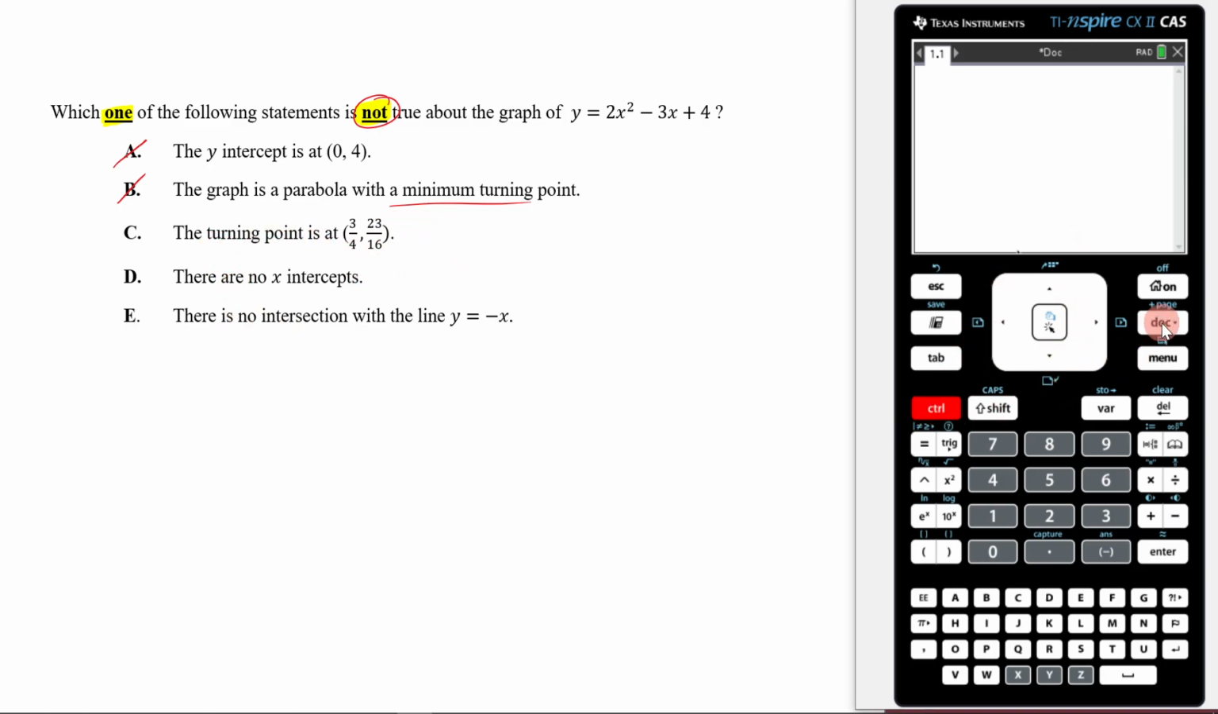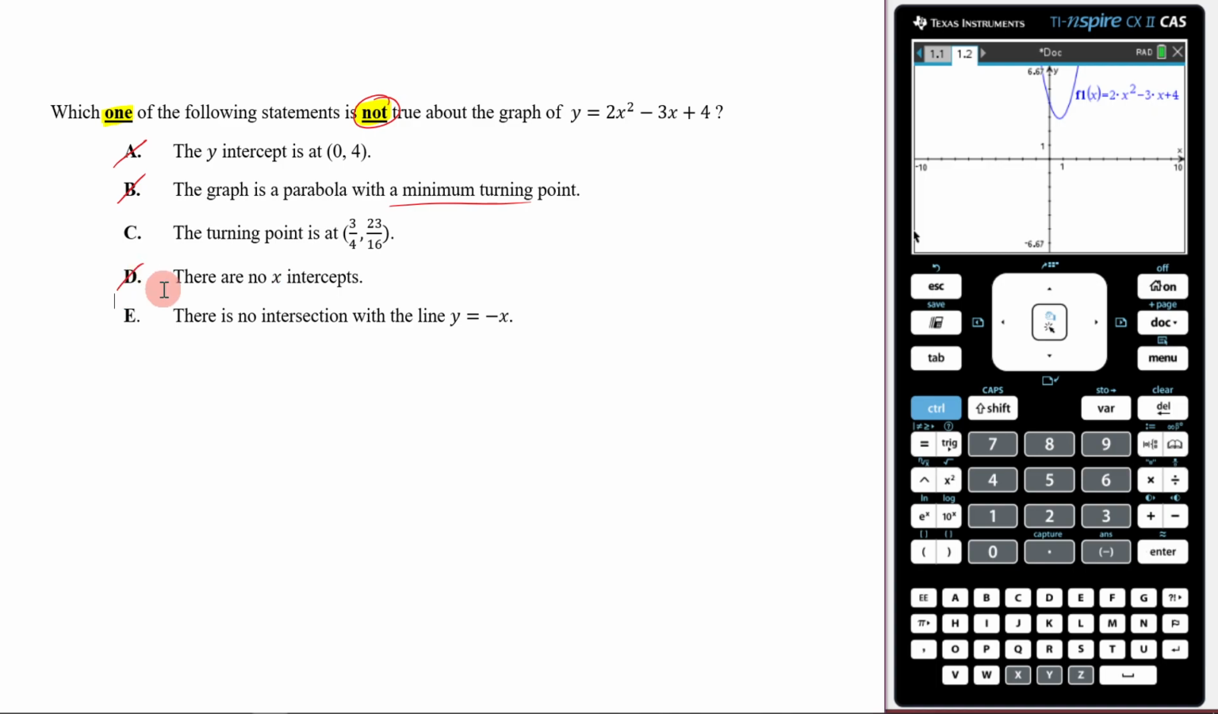Okay, so I'm going to go control, add graphs, and then just type in 2x squared minus 3x plus 4. Make sure you've typed it in correctly, hit enter, there it is. Okay, there are no x-intercepts. That's true. So that's a true statement, which means you cross it out.